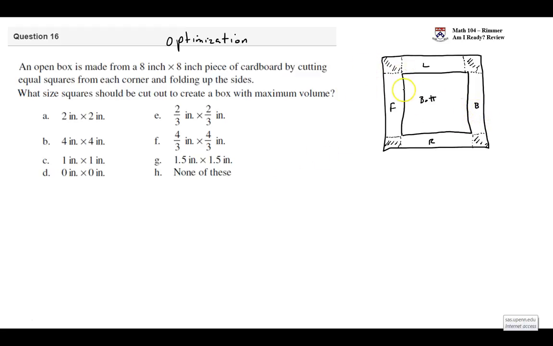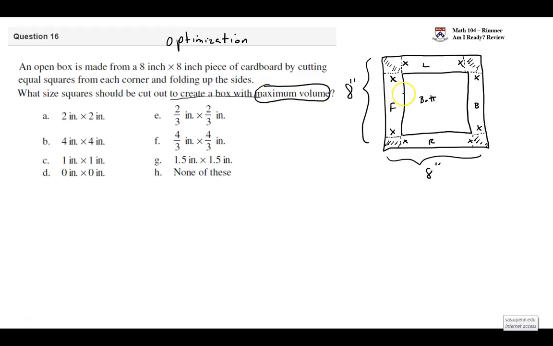So what we're going to do is say that this entire distance was 8 inches, but we're losing part of that. We're going to cut off some square. Let's call the square x by x, each one of these squares. And so we don't know where to cut it at, but that's what we're going to end up finding out. What does x need to be? What size squares should be cut out to create a box with the maximum volume?